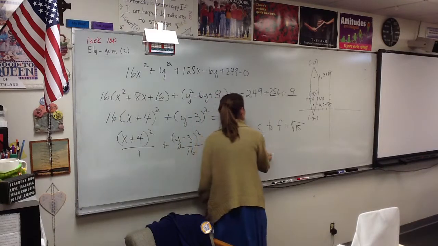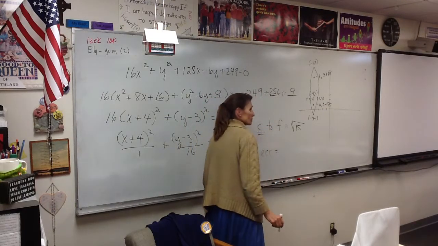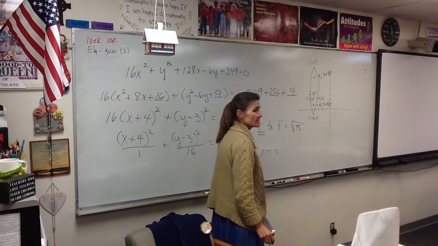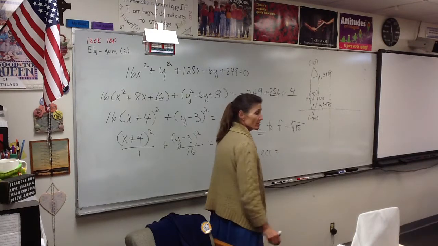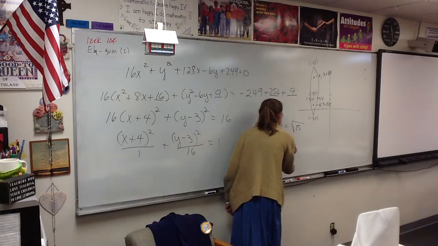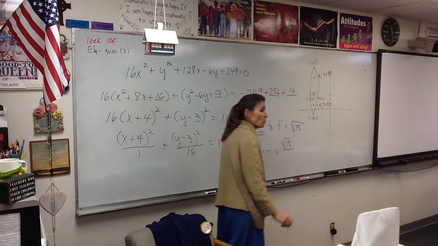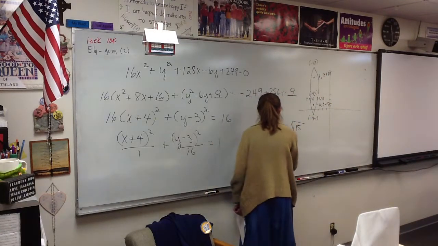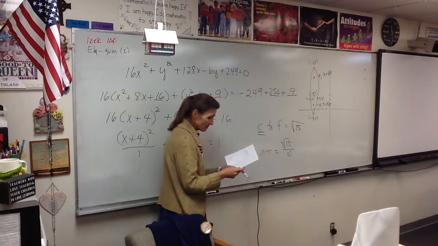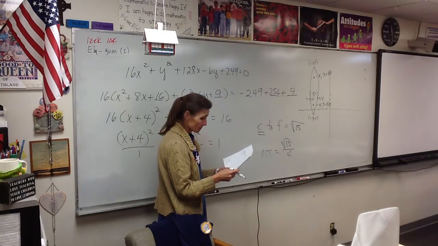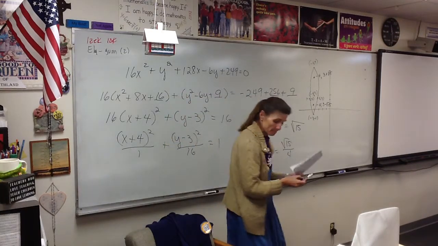What is my eccentricity? Distance from center to focus, which is root 15, over distance from center to vertex, which was 4. Have I filled in all the blanks? Yeah. Okay, so I'm ready for C.